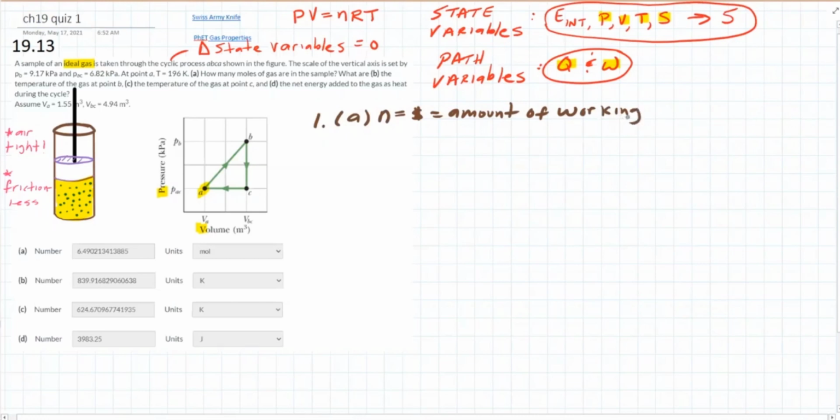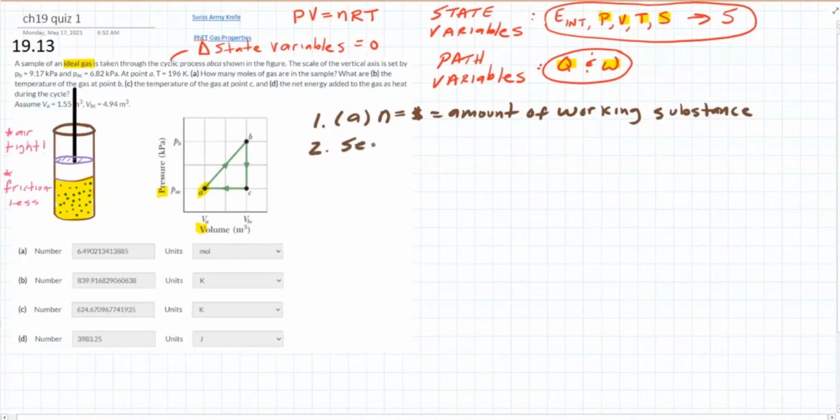You could say the amount of working gas, but it's not always a gas. I just like to use the word working substance because it could be air, carbon dioxide, hydrogen, it could be anything. All right, so that's number one. Number one is part A. How many moles are in this sample?